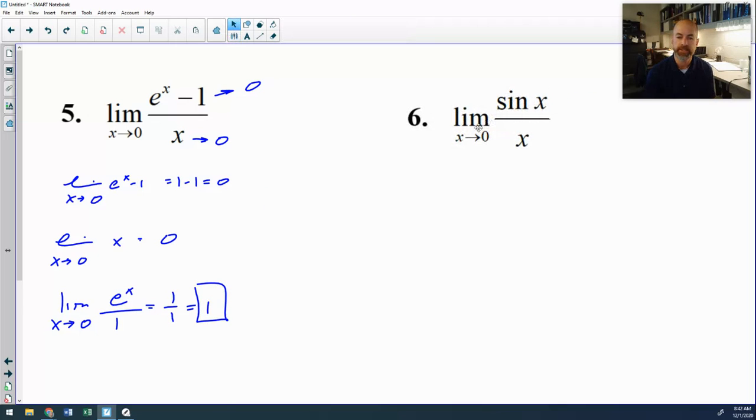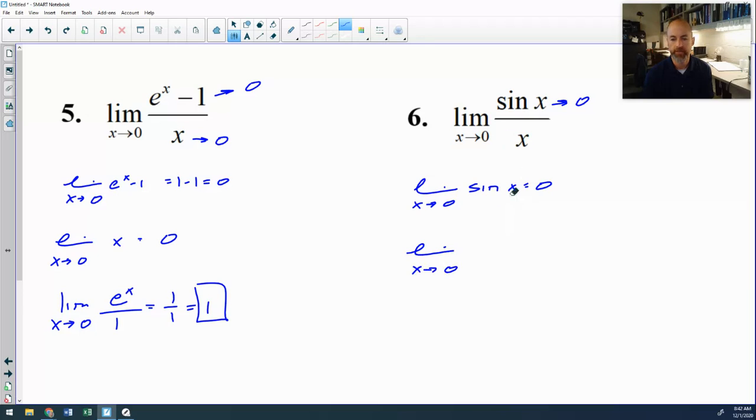Let's look at 6 here. Again, I want to look at top and bottom independently. So the limit as x goes to 0 of sine x. The sine of 0 is 0, so I know my top is approaching 0. The limit as x goes to 0 of x in the denominator will also go to 0. So I have shown that my top and bottom do approach 0 independently. Therefore, the answer to the overall limit will be the same as the limit of their derivatives.